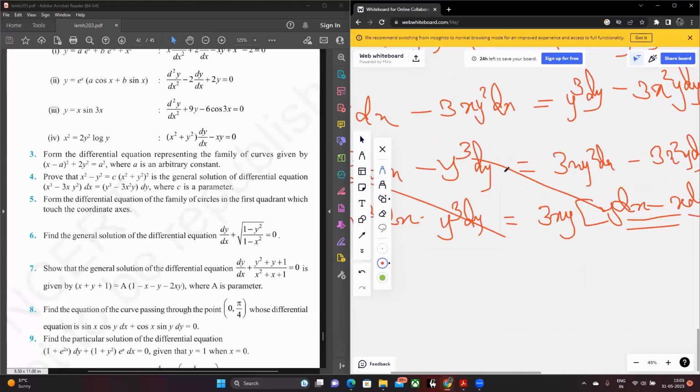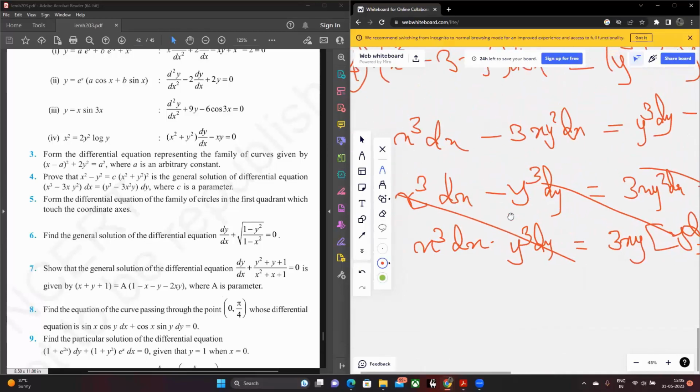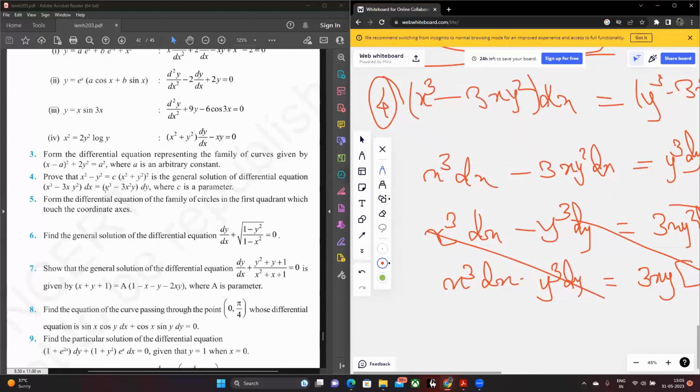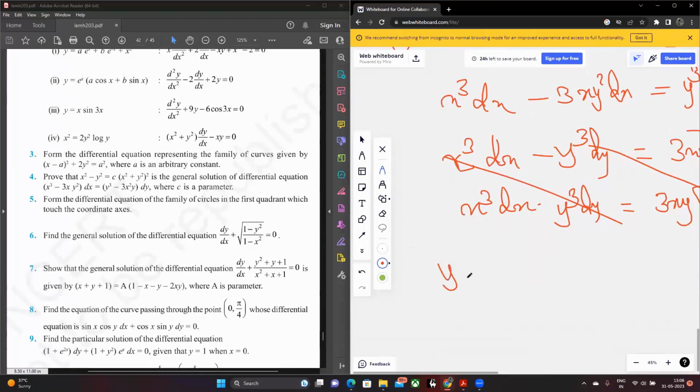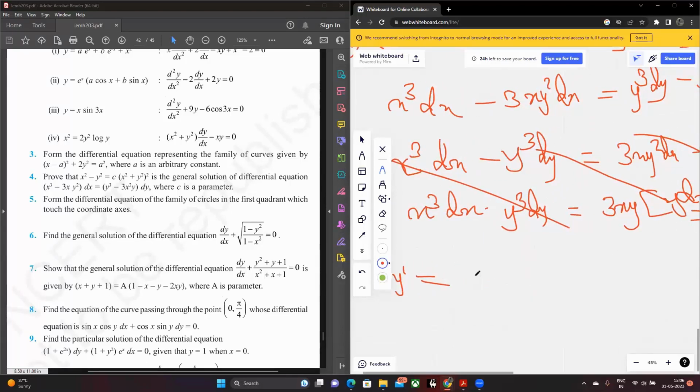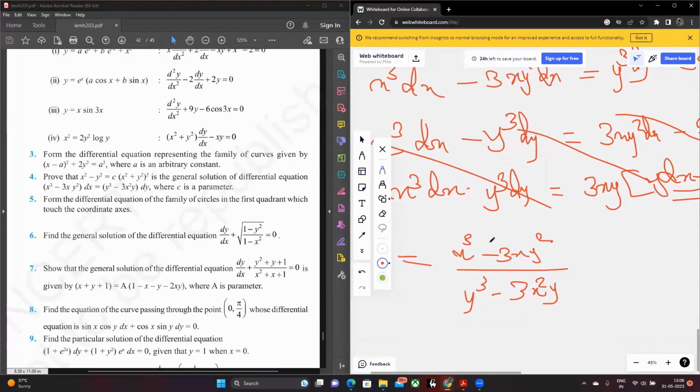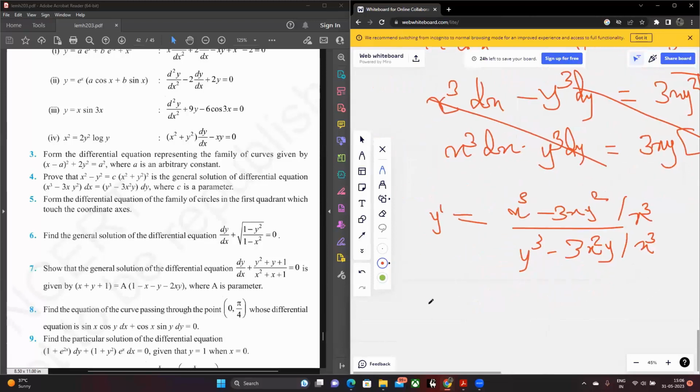So basically we'll have to do the variable separable form. Variable separable, no, this is homogeneous. So what you do is you bring it to your homogeneous form, that is y dash, equaling dy by dx equals x cubed minus 3xy squared divided by y cubed minus 3x squared y. Divide the whole thing by x cubed and do the substitution y equals vx.